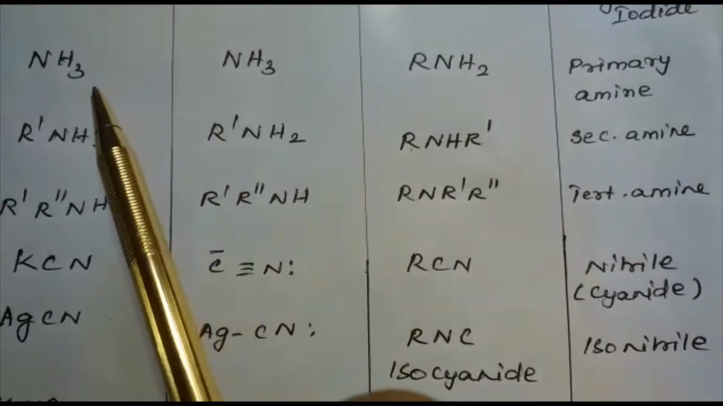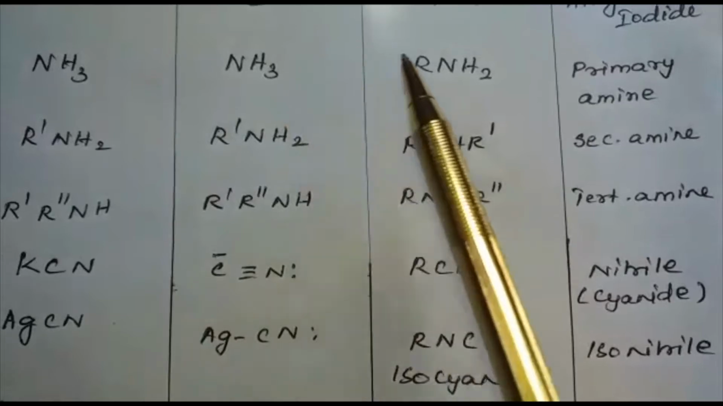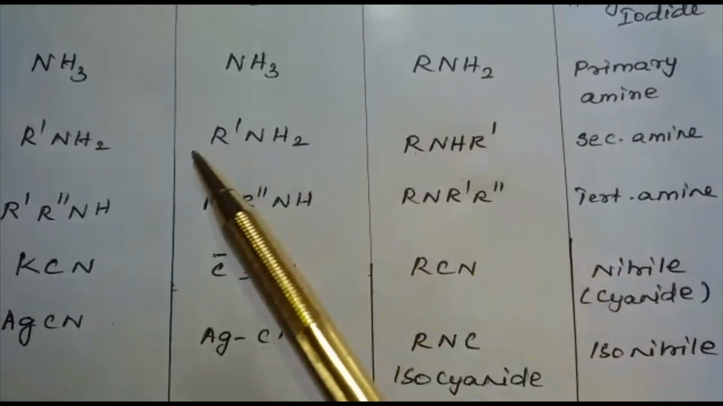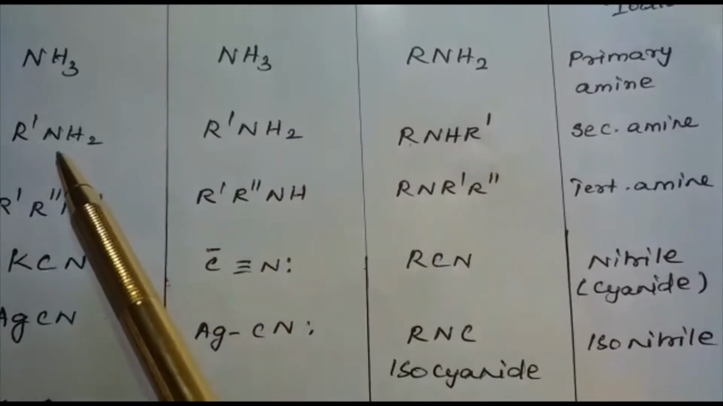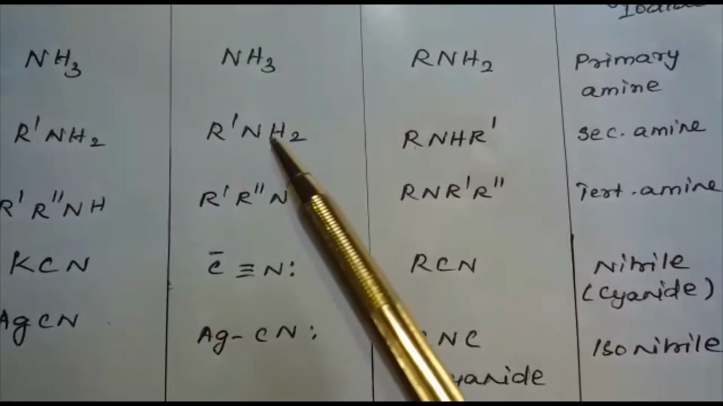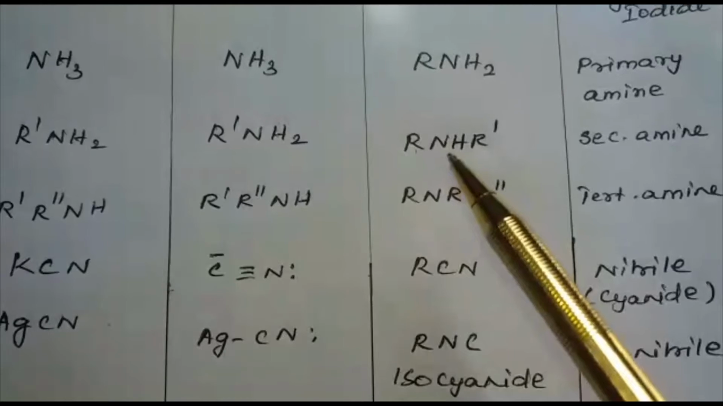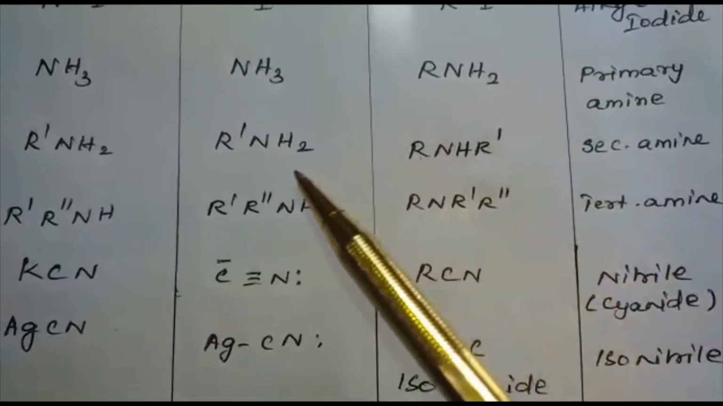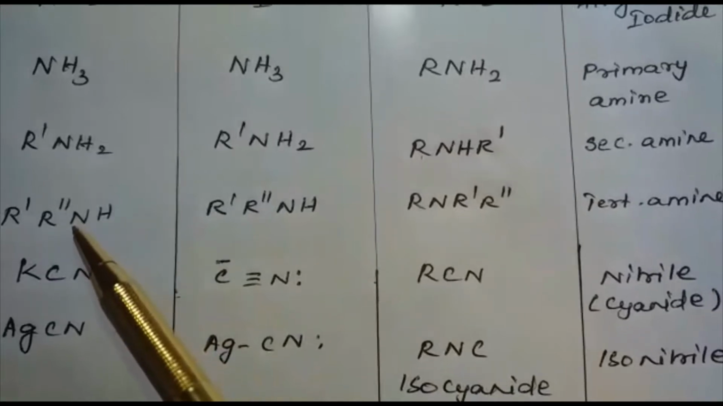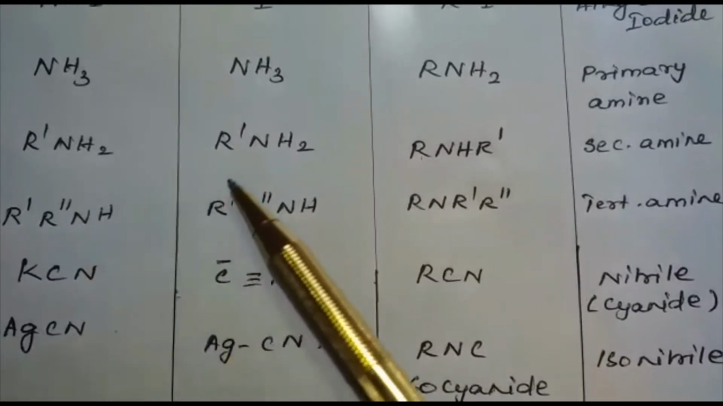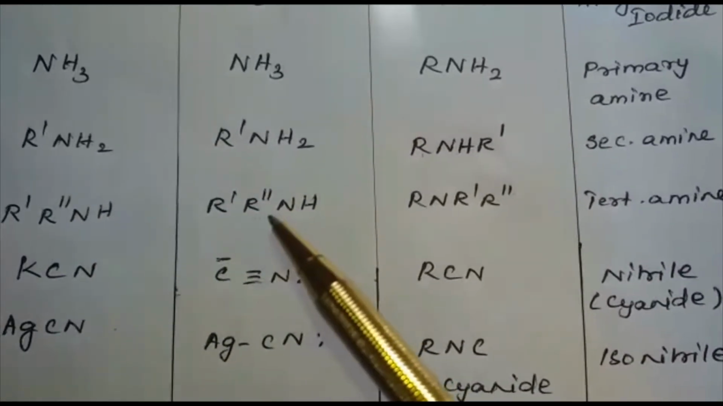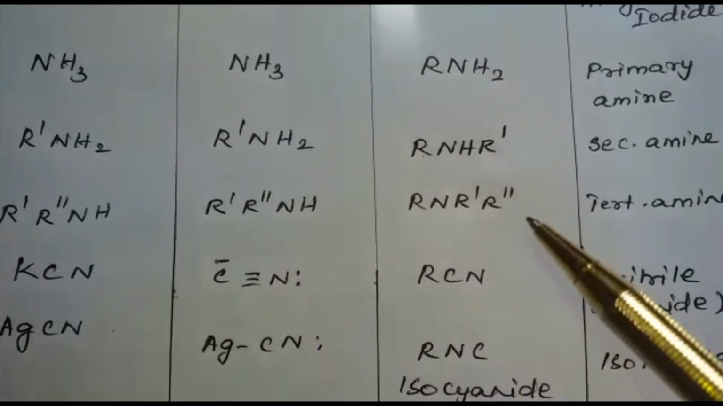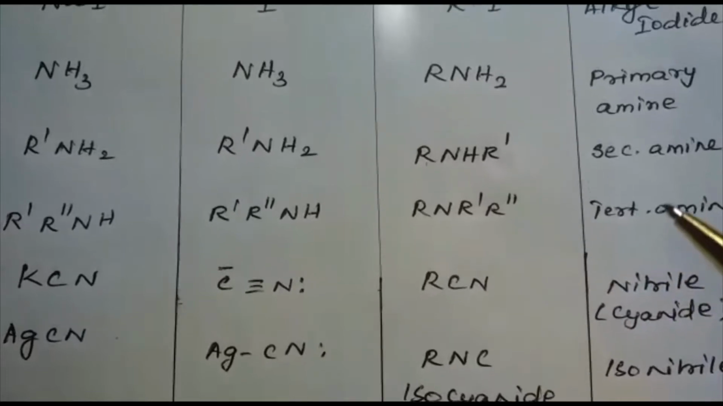Next, if the reagent is NH3, the nucleophile is NH3 and the product is found to be the primary amine RNH2. If the reagent is R'NH2, the nucleophile is R'NH2 and the product is found to be the secondary amine, which is nothing but RNHR'. If the reagent is R'2NH, the nucleophile is R'2NH and the product is found to be RNR'2, which is nothing but a tertiary amine.